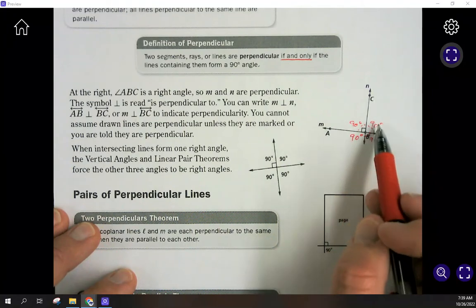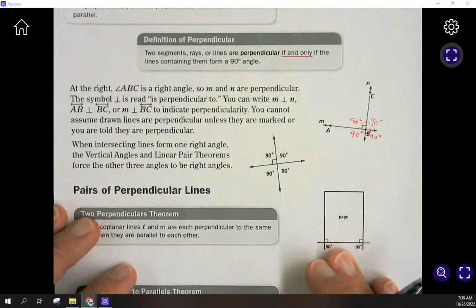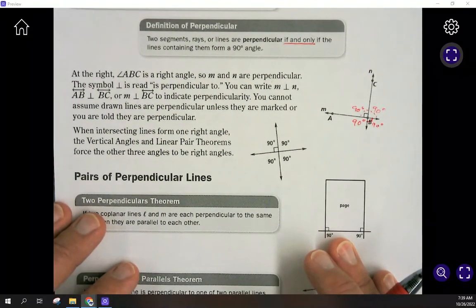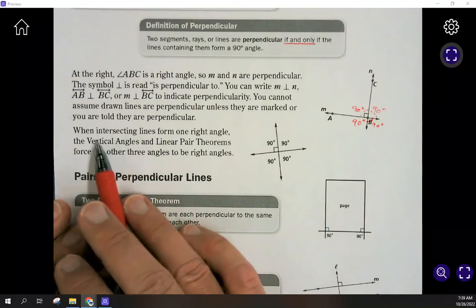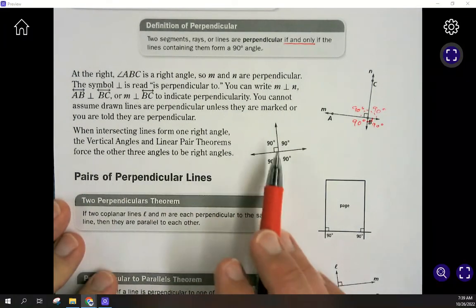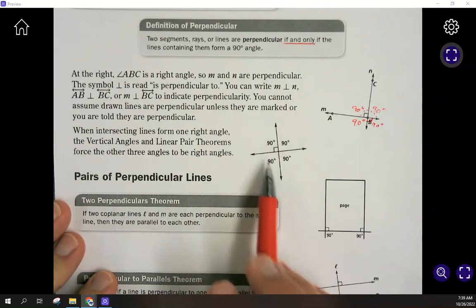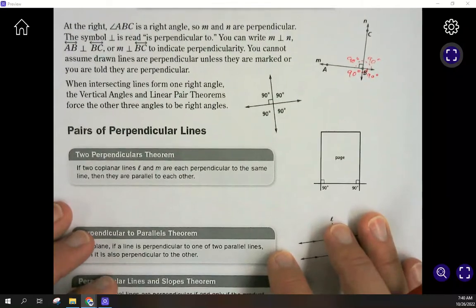90 times 4 is 360. All four of these angles are going to add up to 360: 90, 90, 90, 90. Okay, so when intersecting lines form one right angle, the vertical angles and linear pair theorems force the other angles to be 90. So once we see a 90-degree angle, we know all of these are going to be 90.